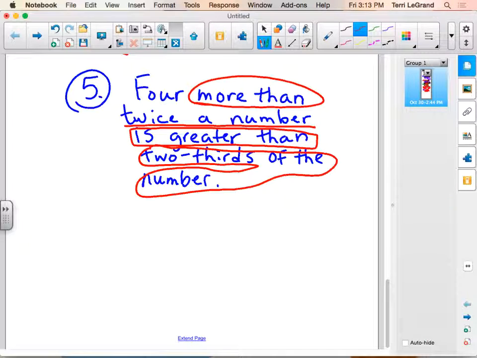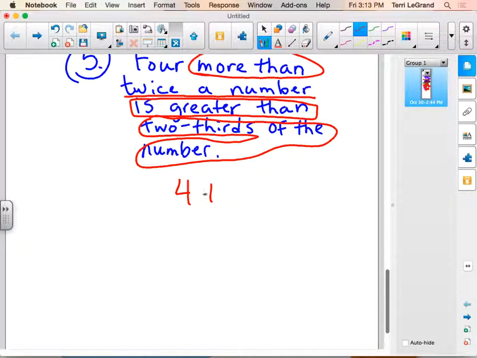Who wants to give me an algebraic statement for this? Russell? 4 plus 2x is greater than 2/3 times x. Okay, how many of you agree? Why is "more than" not an inequality symbol? Because there is no "is". If it said "4 is more than," then it would have been. The word is missing, so that is your clue that "more than" means addition. This one has the "is" in it, so that is our inequality symbol.